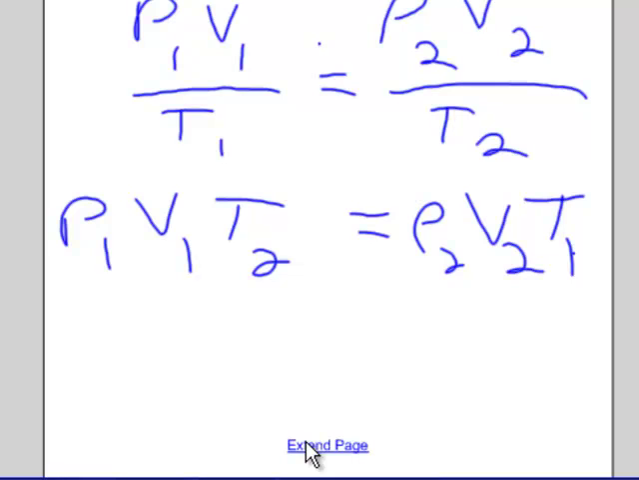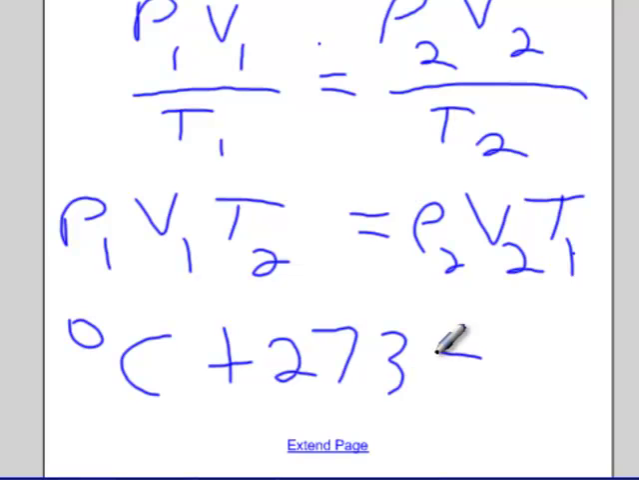It's degrees Celsius plus 273 equals Kelvin. And that's all you have to do.